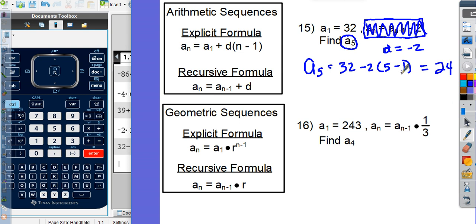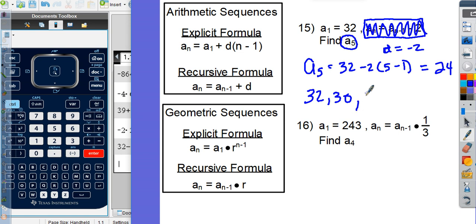Okay, now there's something else that you can do. If you struggle with this right here, remember, we're talking about patterns, and this is the difference between all my terms. So if a sub 1 is my first term, 32, and the difference is negative 2, that means I'm going to go down 2. So that would put me at 30.